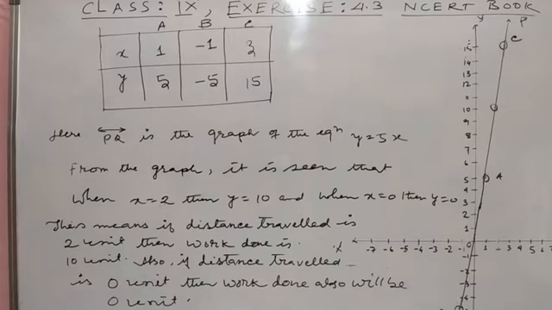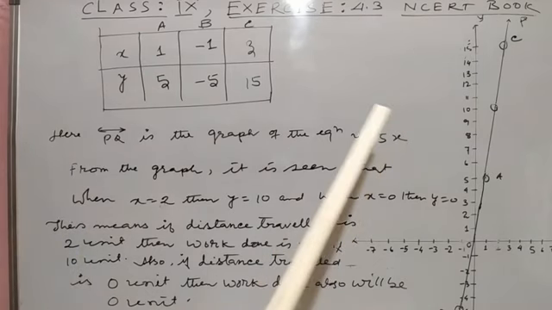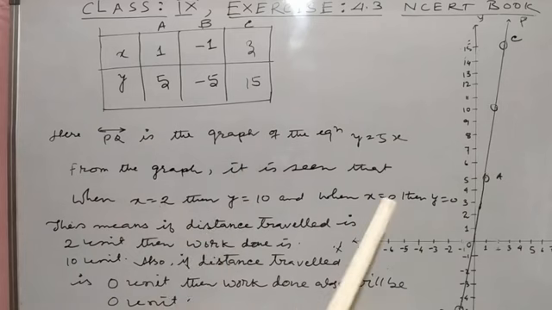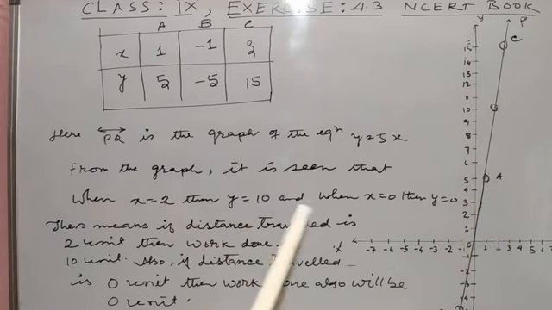So from here PQ is the graph of this equation y equal to 5x. From the graph it is seen that when x equal to 2, then we get y also equal to 10. And when x equal to 0, then y also 0. This means if distance travelled is 2 unit, then work done is 10 unit. Also if distance travelled is 0 unit, then work done will be 0 unit.